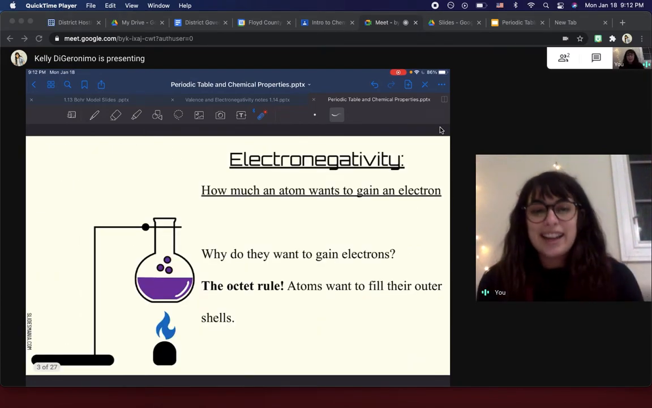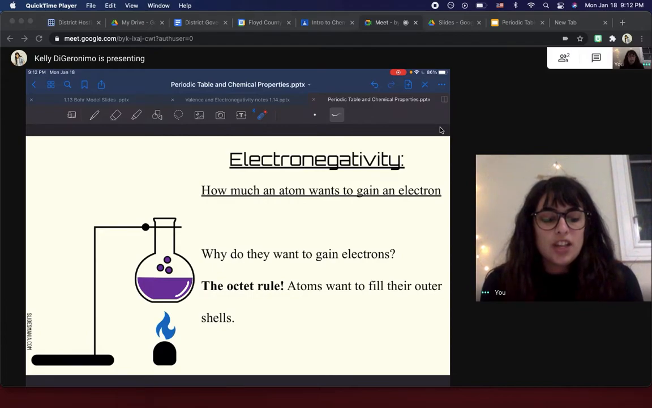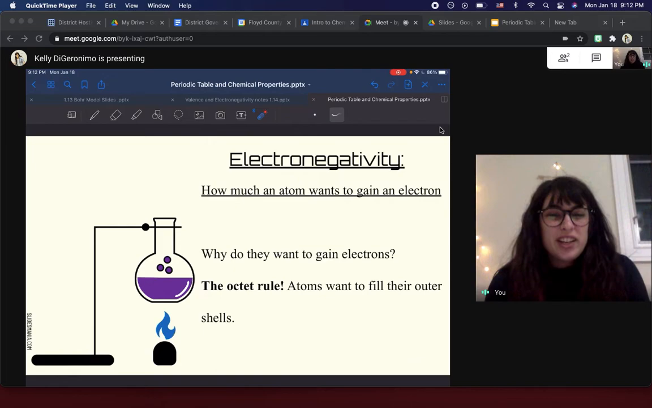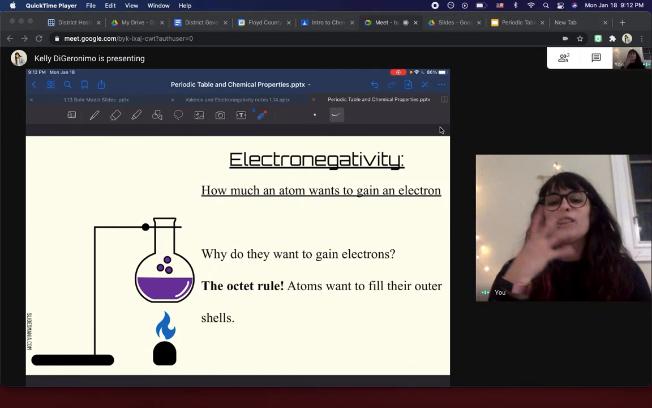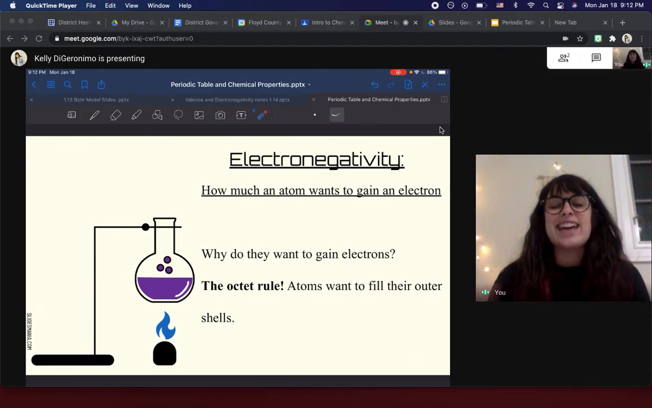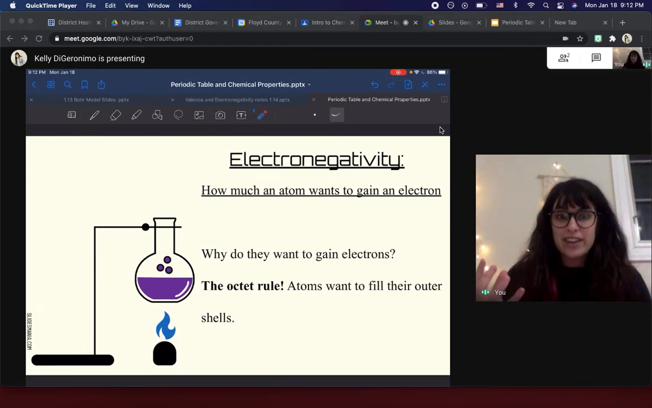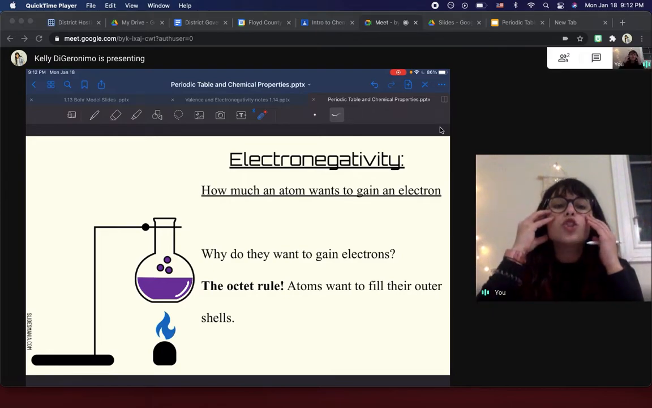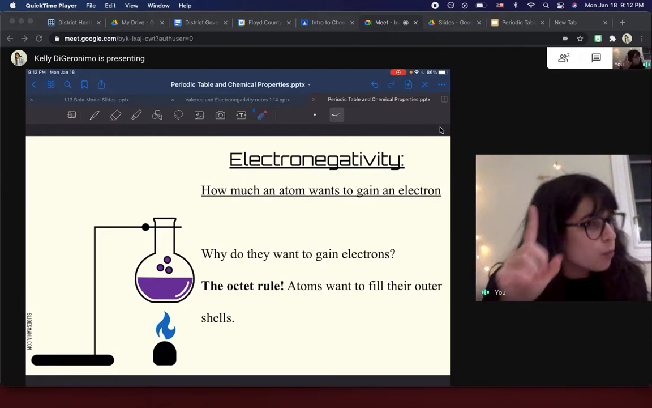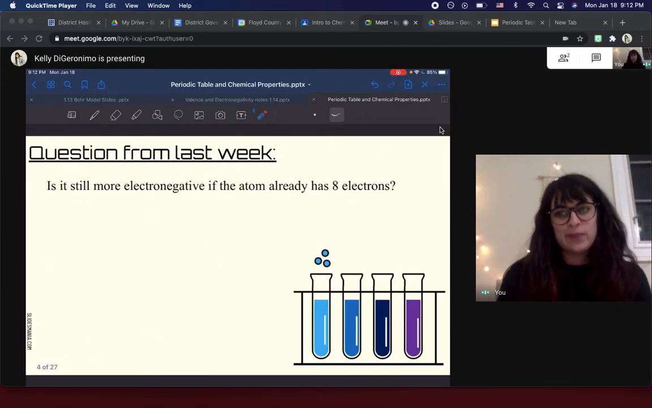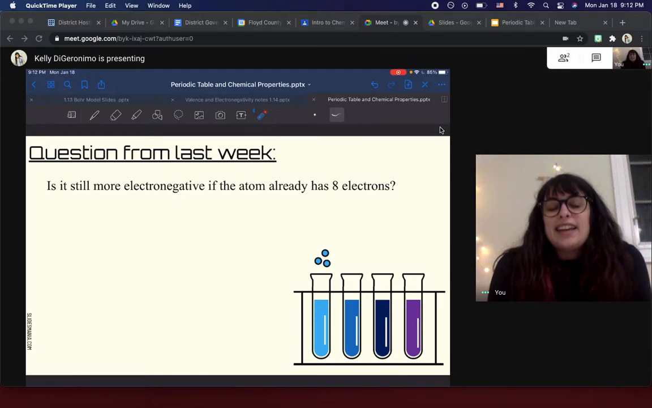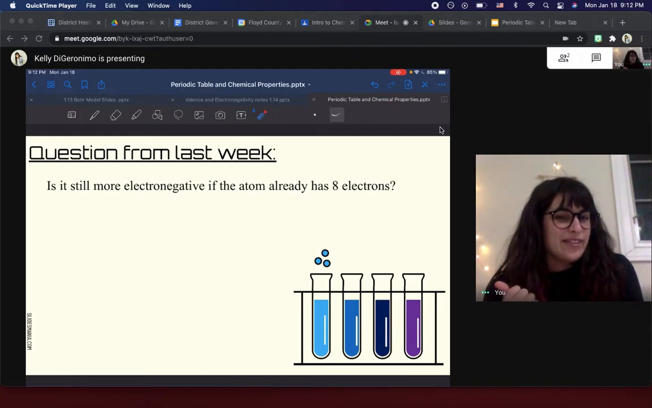We learned about electronegativity, which is how much an atom wants to gain another electron. Why do they want electrons? Because of the octet rule. They want to fill that outer shell. The closer an atom is to 8, the higher its electronegativity, because it's thinking to itself, oh, I'm so close, if I could just have one more electron, just one more. Here's the kicker though, trick question. Is an atom electronegative if it has 8 electrons in its shell?